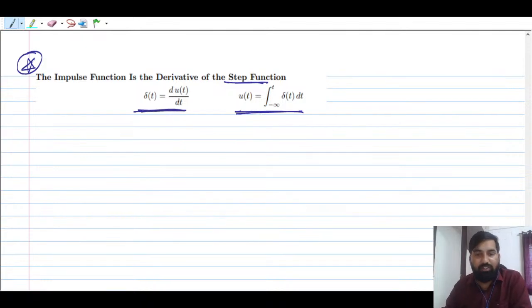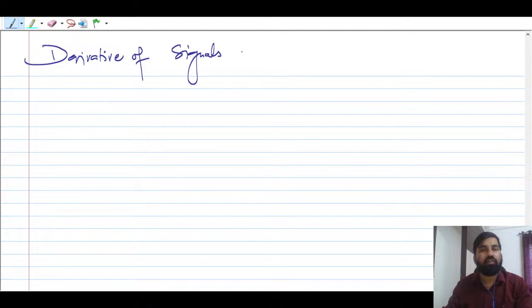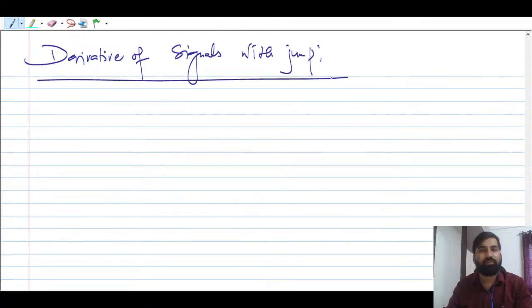In future you will see that if I differentiate any signal with many jumps, jumps meaning there is a discontinuity, we have to remember how we are going to differentiate. So let us see the derivative of signals with jumps. Remember always, suppose your x of t is nothing but u of t.